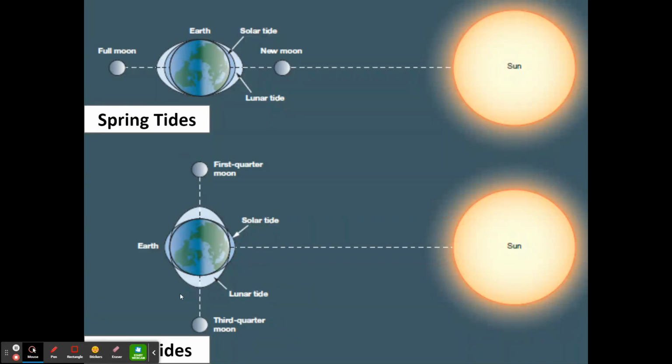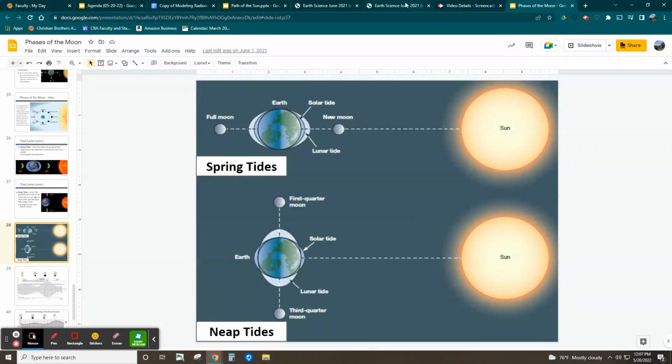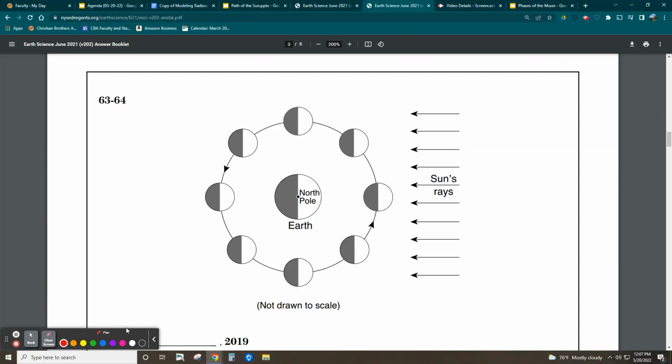A neap tide happens when we have the solar tide pulling one way and the lunar tide pulling the other way, and basically they counterbalance each other. So this would be when the moon and the sun are at a right angle to each other. And so essentially what we have to decide is where on our diagram that would happen. And again, it's when you have a right angle. So the sun's pulling that way, the moon's pulling this way, and so you have this right angle counterbalancing.